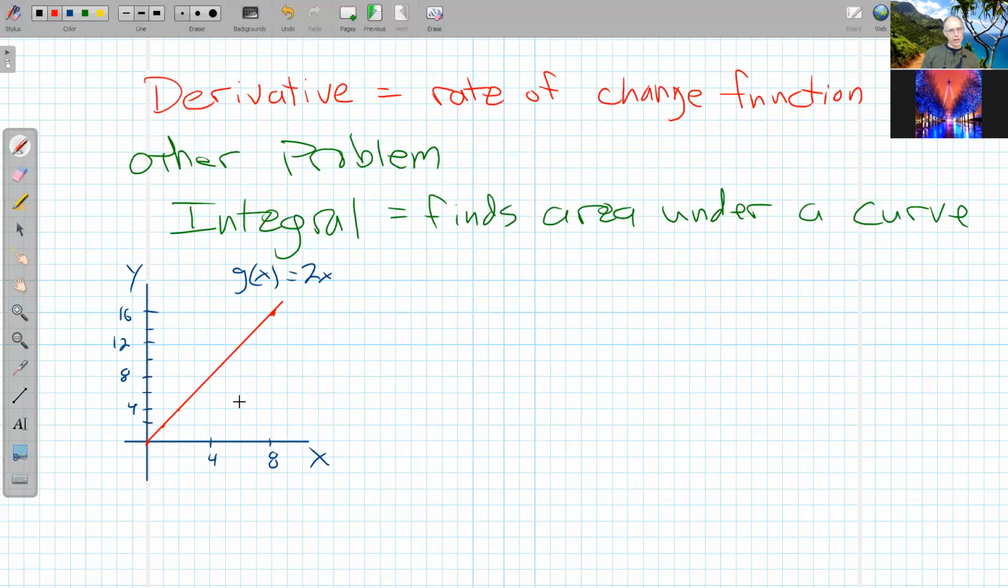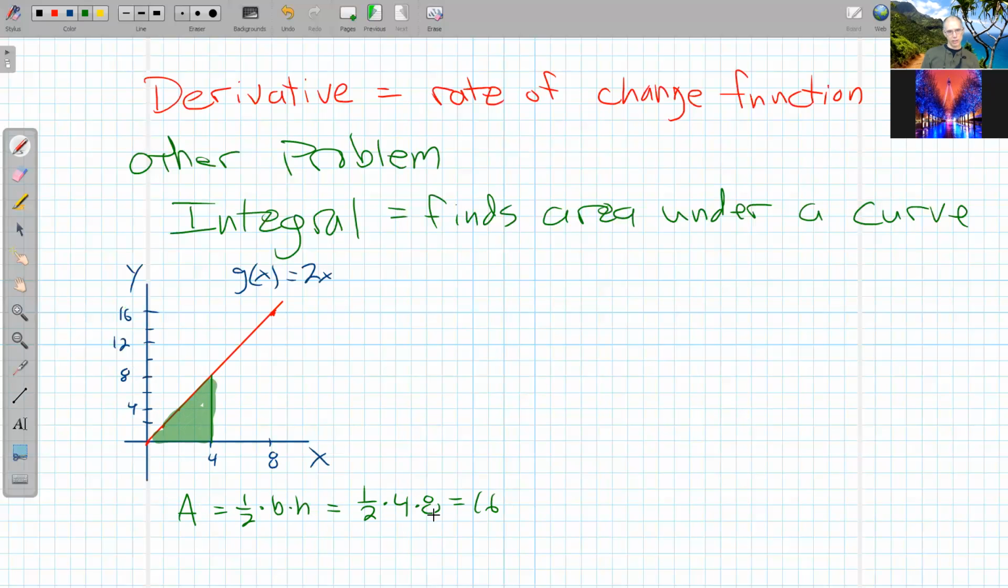Next thing I want to consider is the area underneath this. If I pick some x value, like x equals 4, then I want to know what's the area under the curve and above the x-axis. Well, it's just a triangle. The area of a triangle is equal to 1/2 times the base times the height. So in this case, I get 1/2 times a base of 4 with a height of 8, which gives me an area of 16.